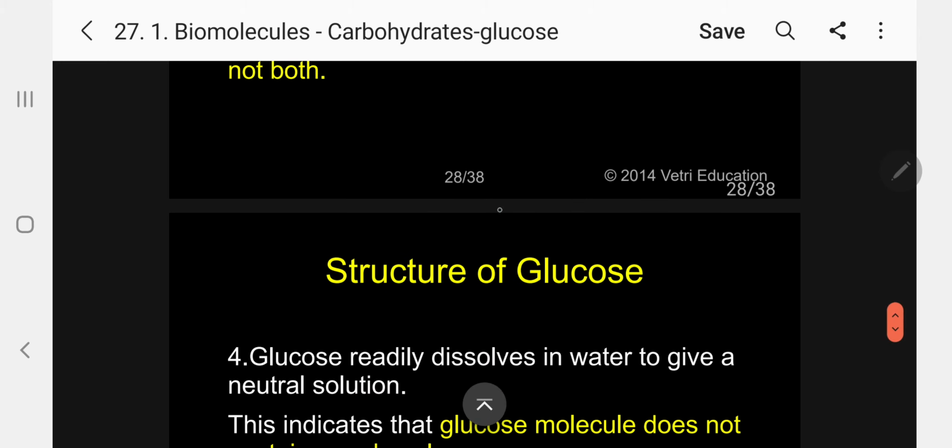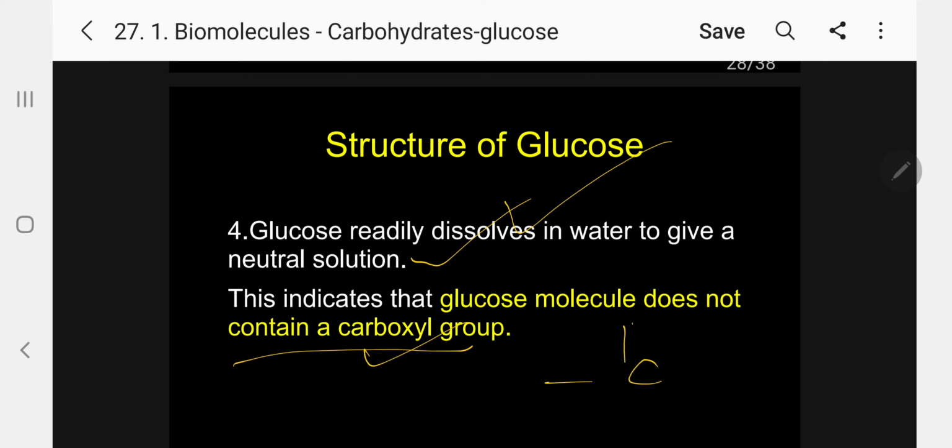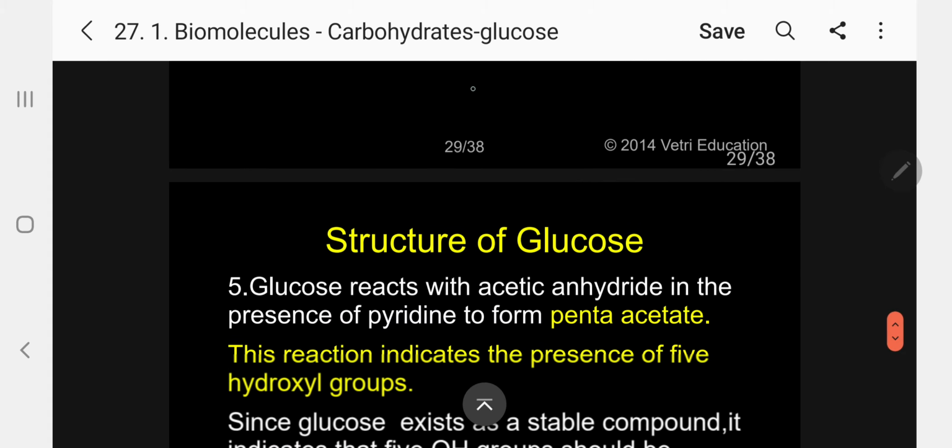Now, fourth reaction: glucose readily dissolves in water to give a neutral solution. When I test for acidity or basicity, it is neutral. This indicates the glucose molecule does not contain a carboxylic group. That means this carbonyl group we are neglecting. It is neutral. Please follow. So the only possibility is aldehyde or ketone.